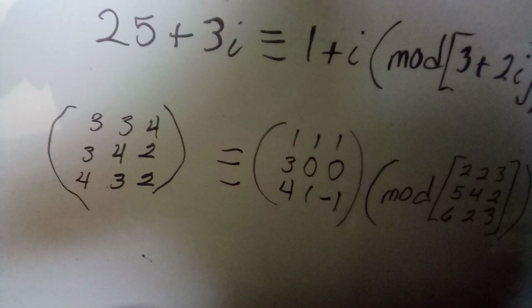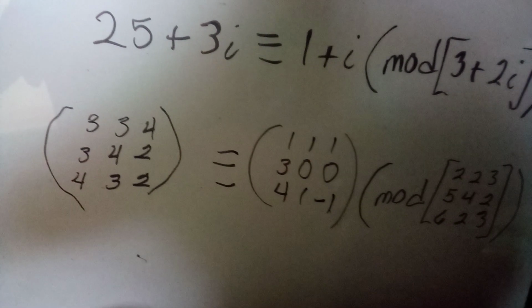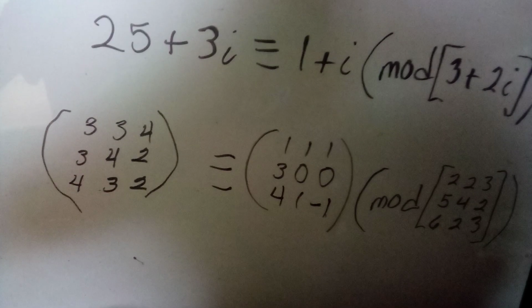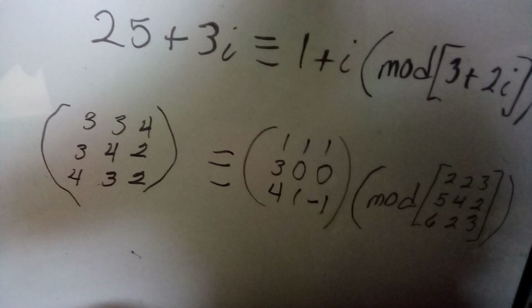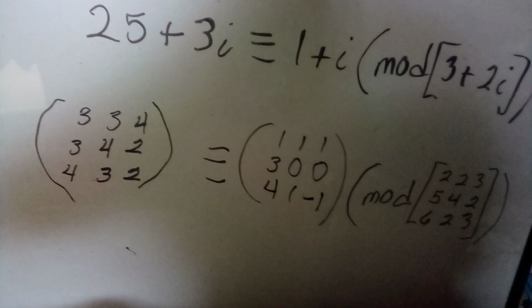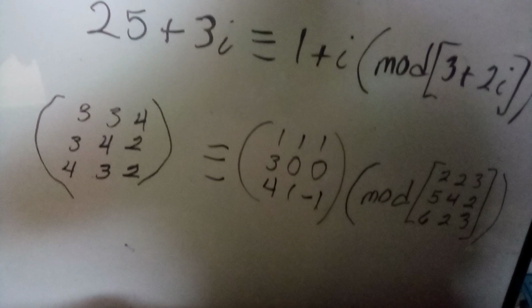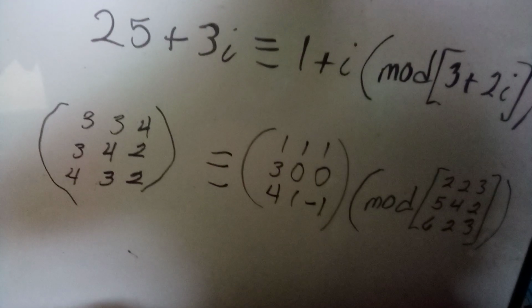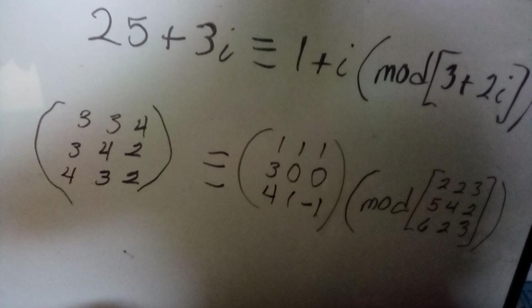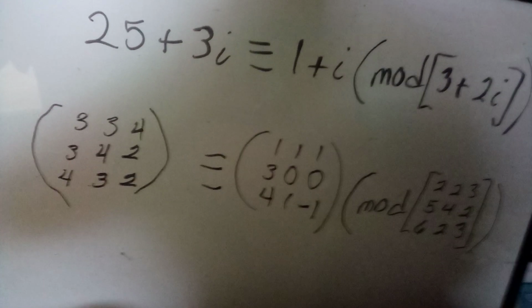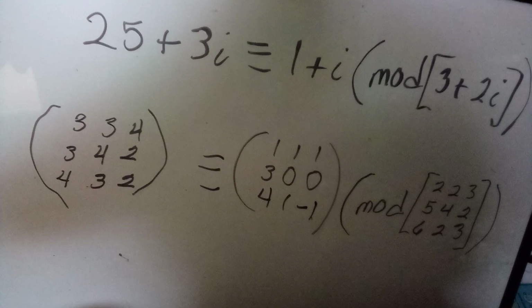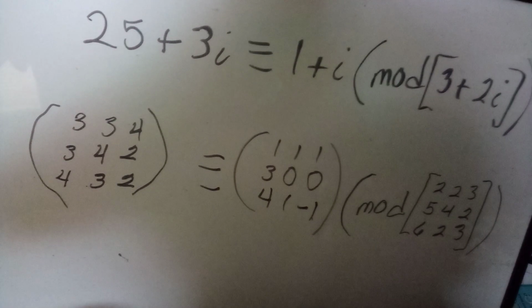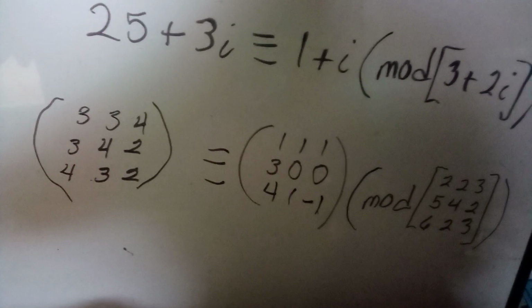Today I'd like to expand the concept of modular systems and congruence to a multi-dimensional aspect, using, instead of simply real integers, complex or hypercomplex integers. In the case of this example, a complex example, 25 plus 3i is congruent to 1 plus i with a modulus of 3 plus 2i.